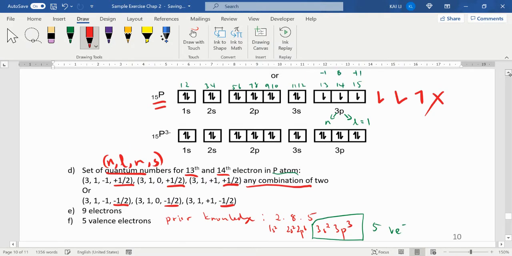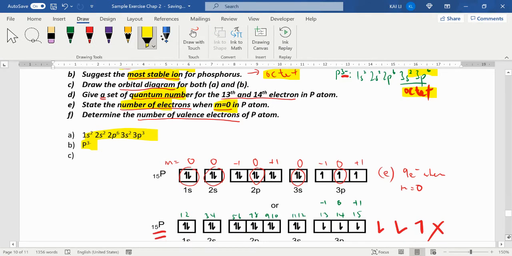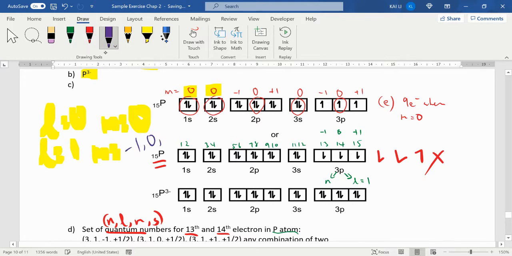Now, next question is, state the number of electrons when m equals 0. As we know, when l equals 0, m equals 0. So this one we have 0, 0. And then another one, when l equals 1, m can be negative 1, 0, positive 1. So we also have 0 here as well. Then you calculate all the electrons, the answer will be 9.